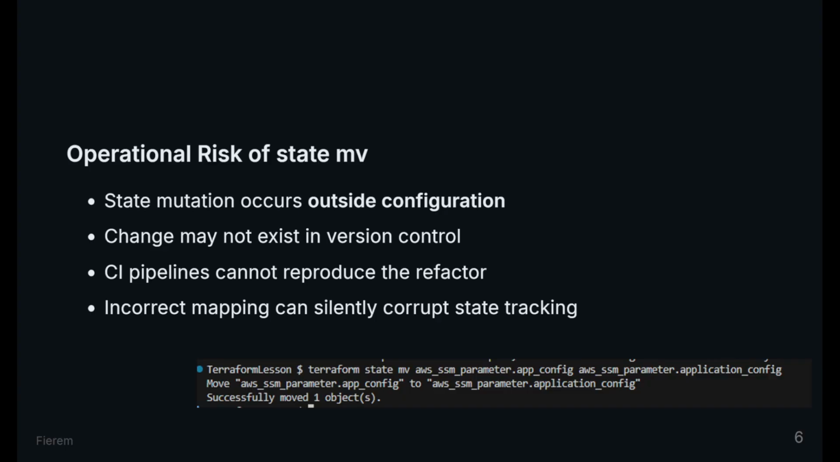A state move is a mutation that often happens outside version control. That produces "it works on my laptop" refactors because other engineers and CI runners do not see the intent, only the aftermath. A mistaken move can also orphan an object in state or attach state to the wrong object. That produces unsafe plans that look valid because the state mapping is already wrong.